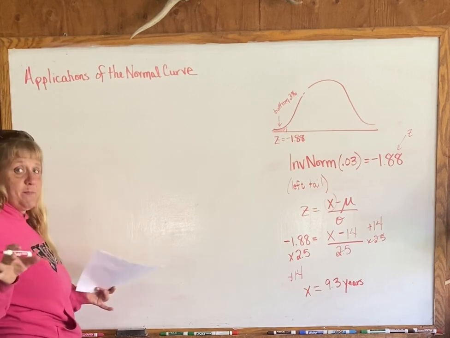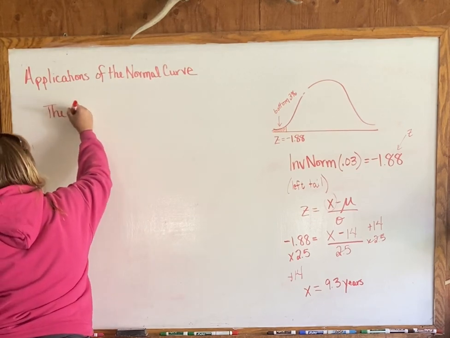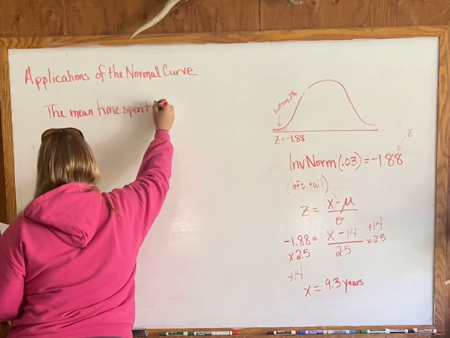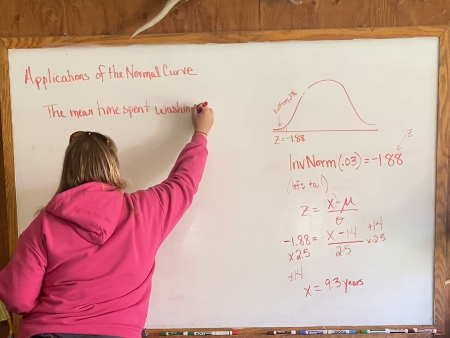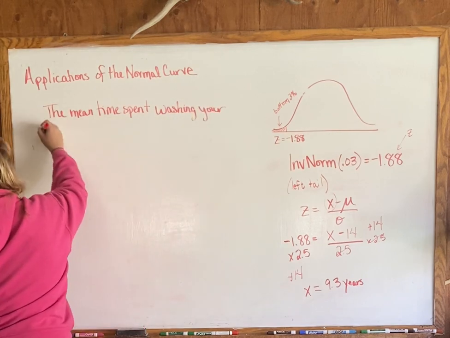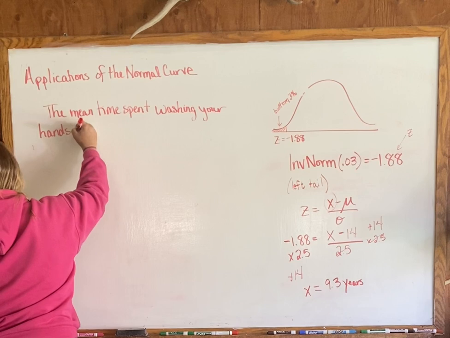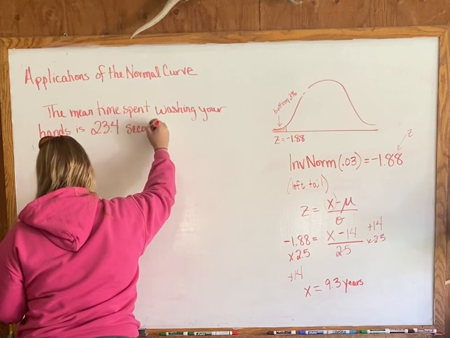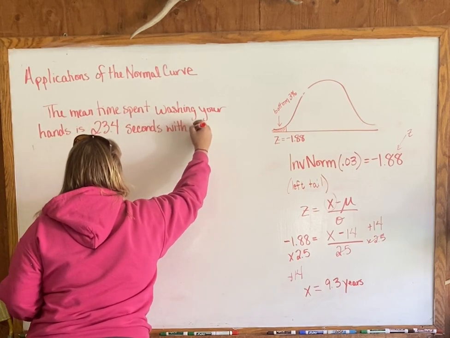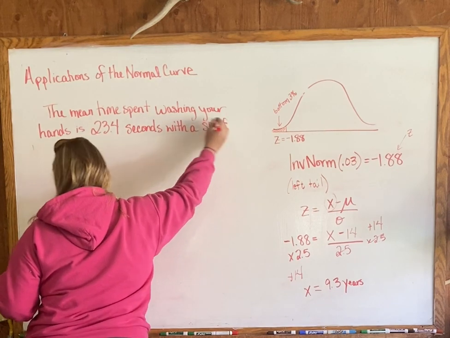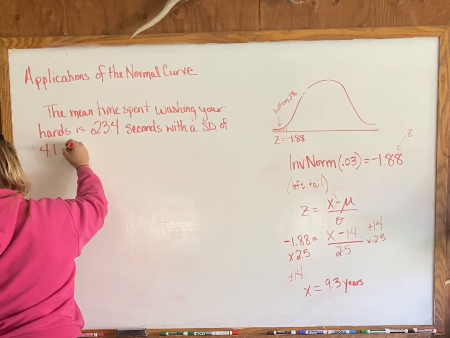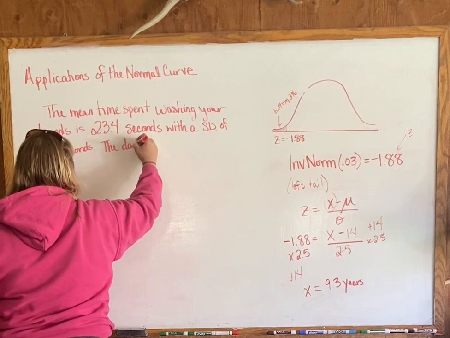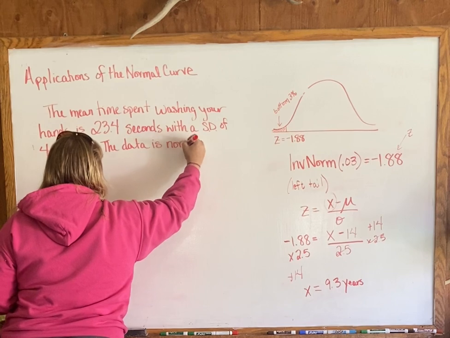Okay, totally made up. I've just made this problem up. So this says the mean time spent washing your hands is 23.4 seconds, with a standard deviation of 4.1 seconds. The data is normal.